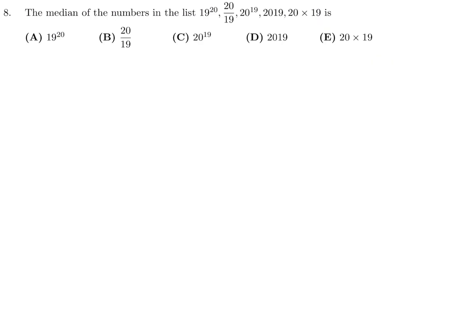The median of the numbers in the list is, well, we have to arrange these from smallest to largest. So I think the smallest is going to be 20 over 19. That's just over 1. The next one, 20 times 19, I think that would be the next one. That's 380. The next one, I think 2019. And then these ones are really big, 19 to the power of 20 and 20 to the power of 19. Those are very, very big numbers.